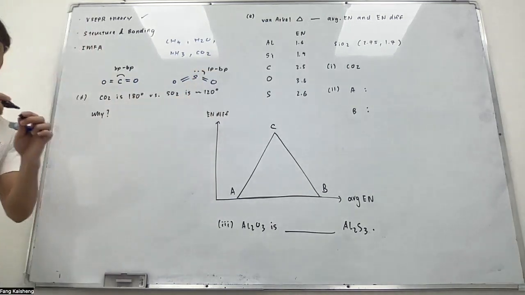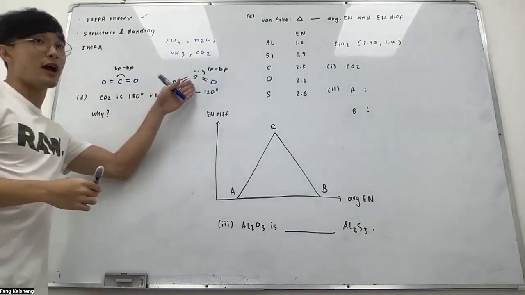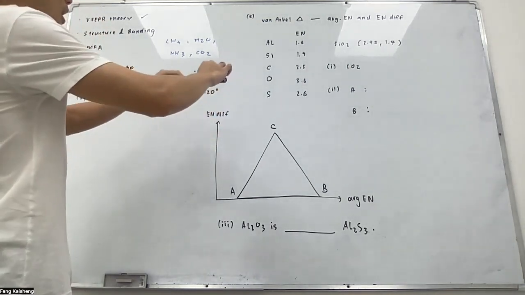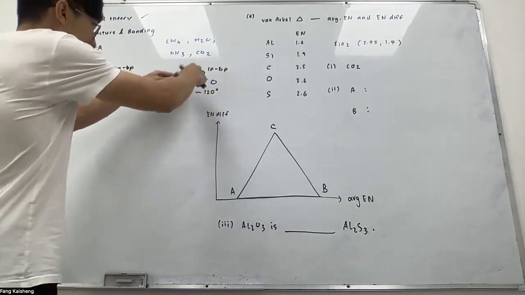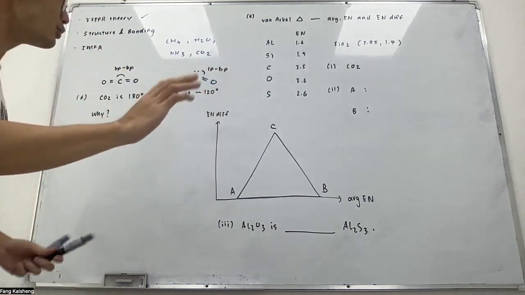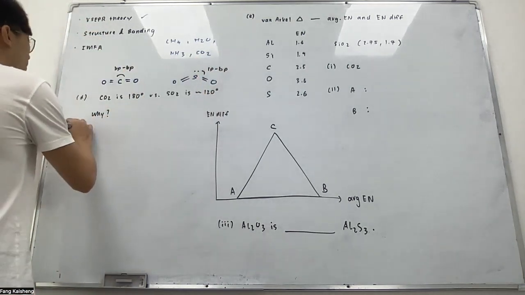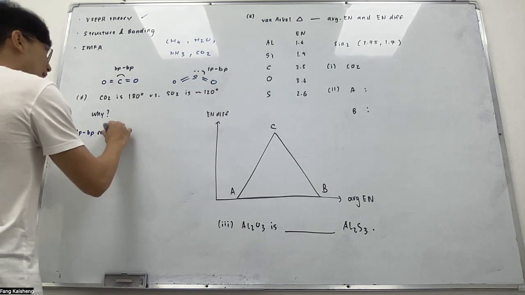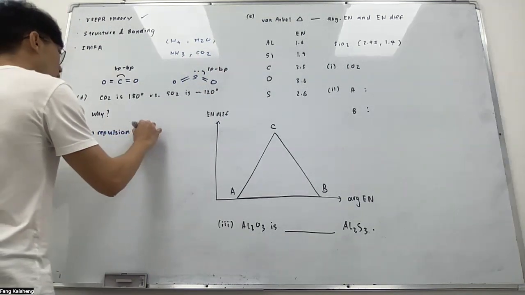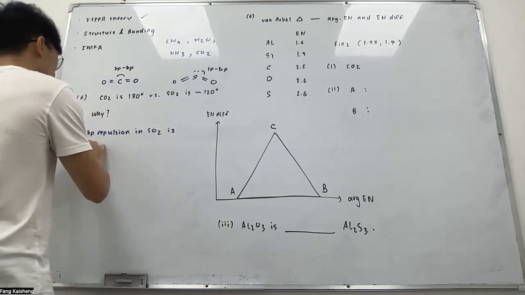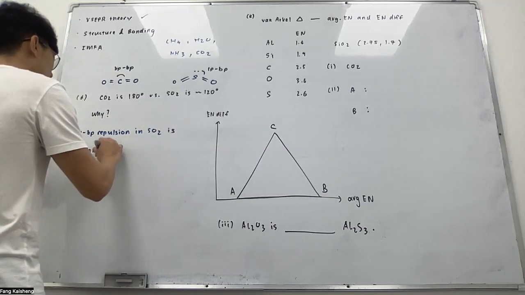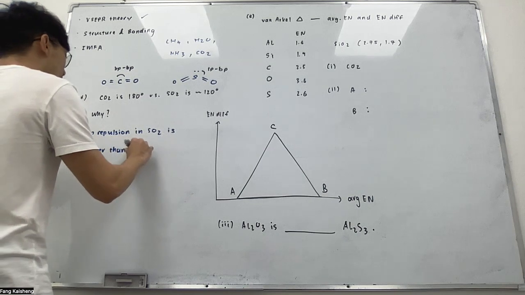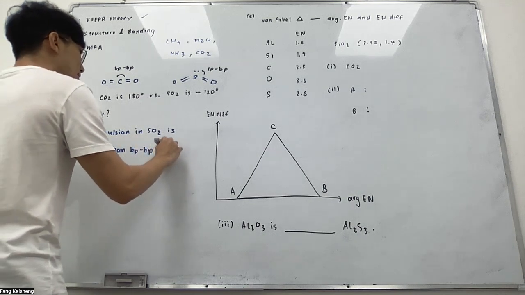Can I ask you which one is stronger? Definitely the one on the right. Because the repulsions are stronger, you're going to force the bond angle to be smaller. So all you need to tell me in the question is this, just 1 mark: the lone pair, bond pair repulsions in SO2 is stronger than the bond pair repulsions in carbon dioxide.